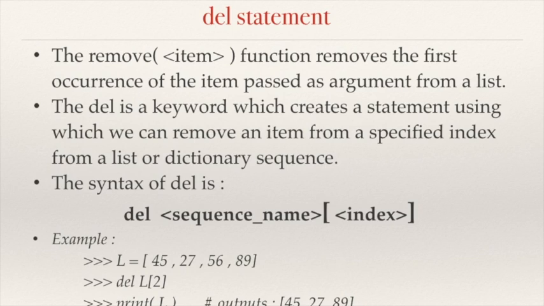Apart from remove and pop, we have the del statement in Python, which is used for deleting an element from a list. As you can observe on this screen, we have a syntax for del element where we mention the index in a square bracket so as to remove the element situated at that index from the list. The example shown on the screen is self-explanatory, where we have removed the element situated at index number 2.